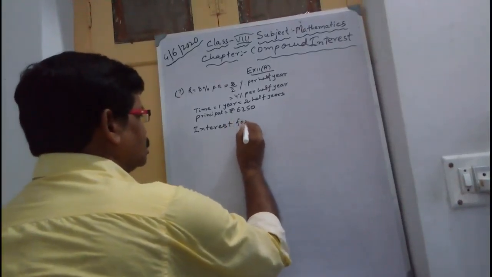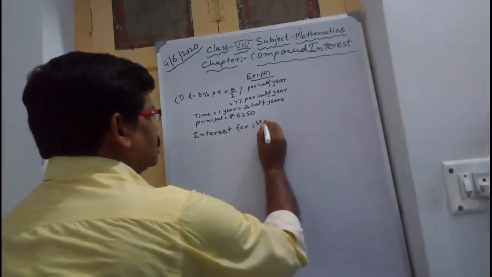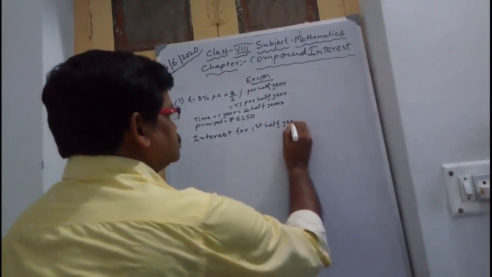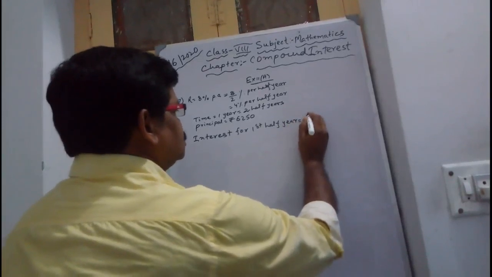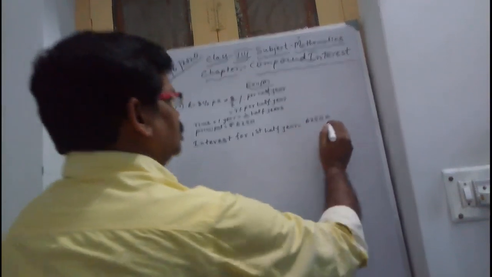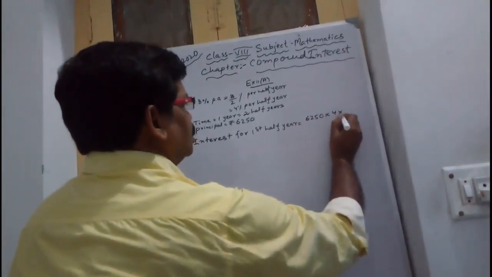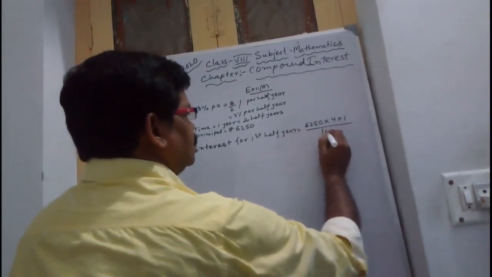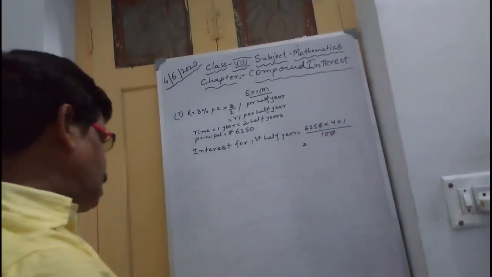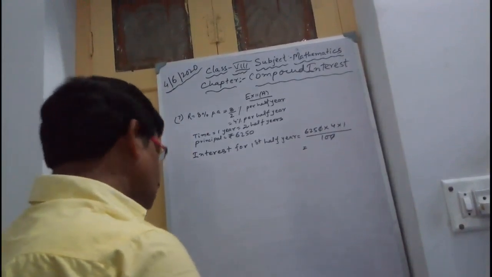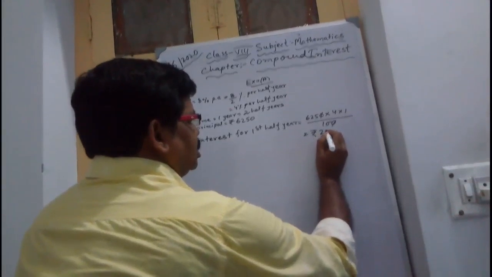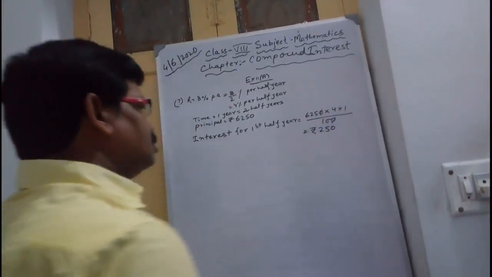For the first half year equal to 6250 into 4 into 1 by 100. Now first cancel the 0s, so equal to rupees 250.